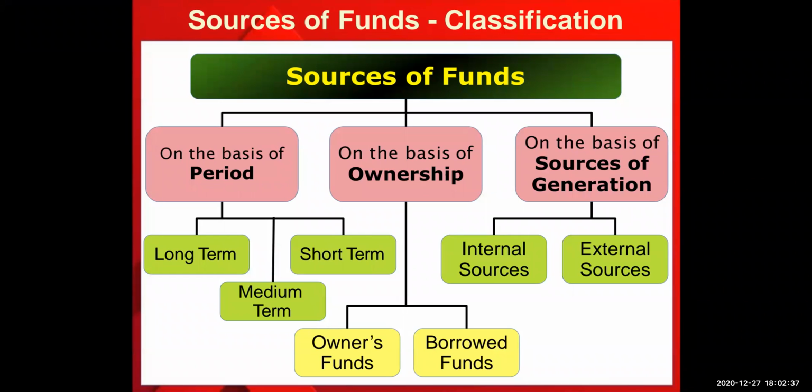So we can see that sources of funds can be divided on the basis of three things: on the basis of period, on the basis of ownership, and on the basis of sources of generation. Now, when we talk about on the basis of period, that is the time period, it can be long term, short term, or medium term. And on the basis of ownership, it could be owner's fund or borrowed fund. And on the basis of source of generation, it could be internal or external.